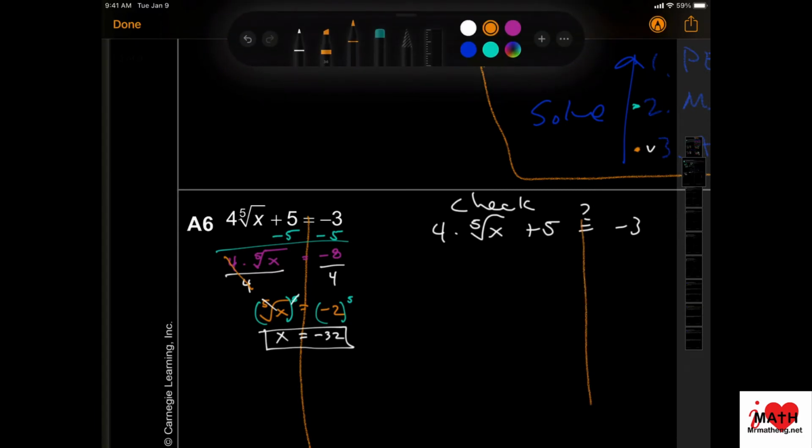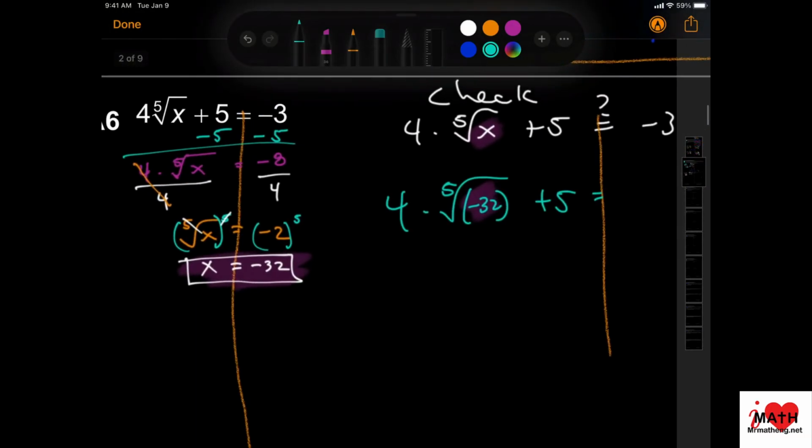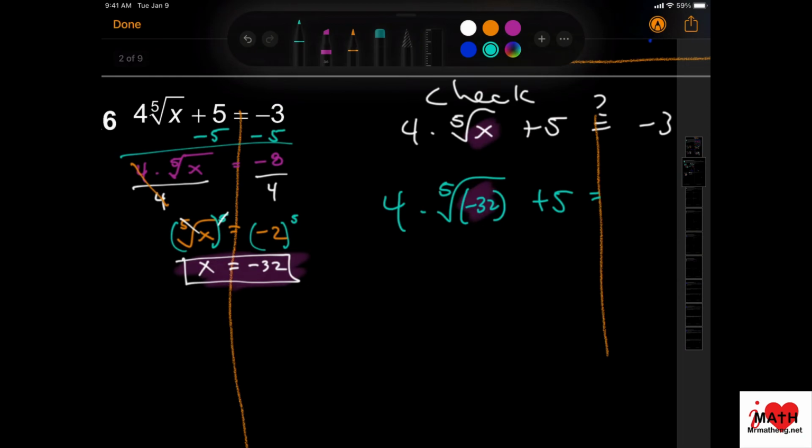And let's move this x equals -32 in here. So 4 times the 5th root of -32 plus 5. We kind of already did the opposite of that, so that would be just -2. All of this is going to be equal to -2.